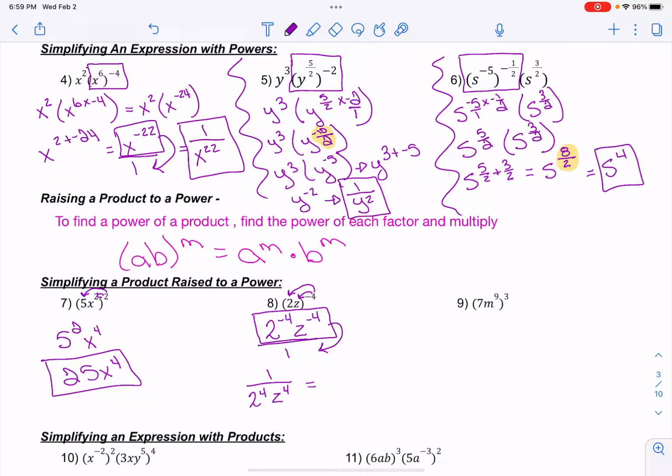And then our last step is just to simplify that 2 to the fourth. So remember, that is 2 times 2 times 2 times 2. 2 times 2 is 4. 4 times 2 is 8. 8 times 2 is 16. So we get 16 z to the fourth.